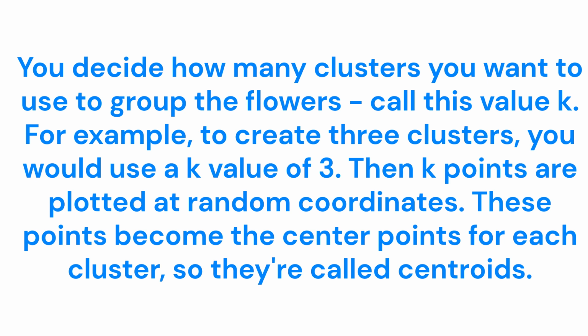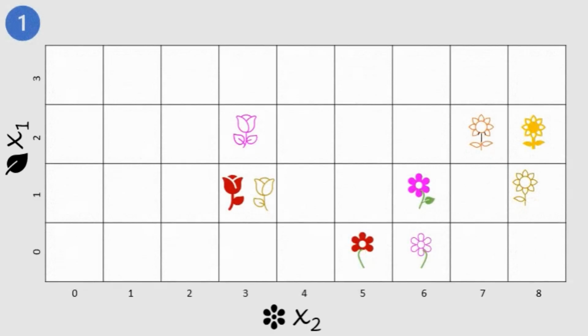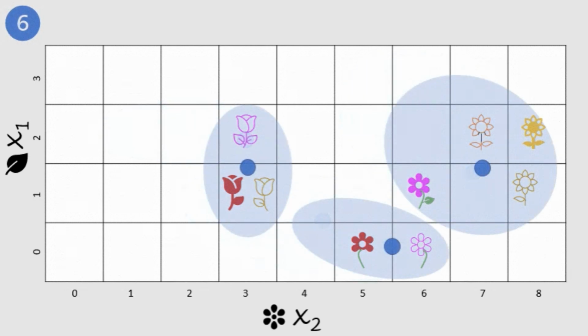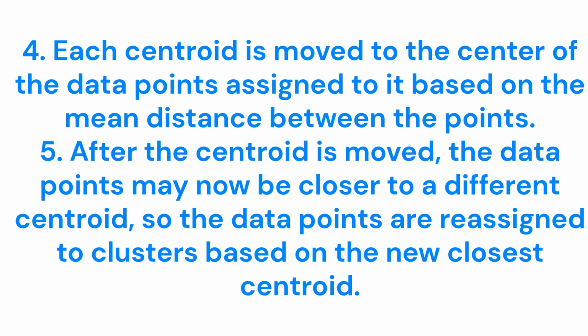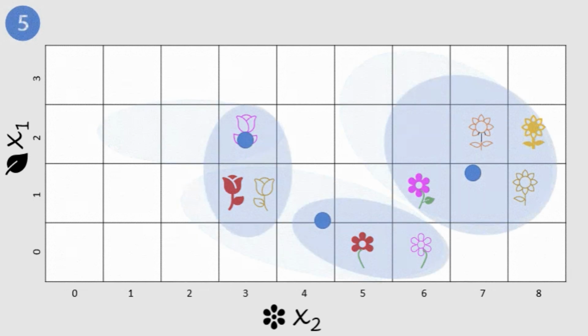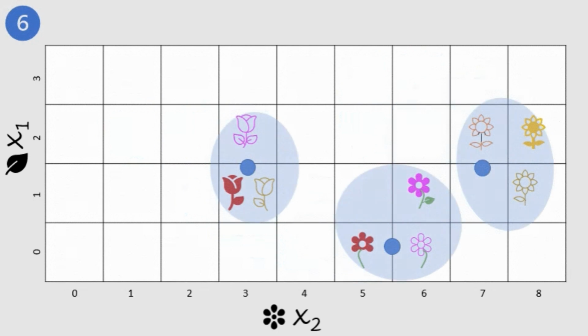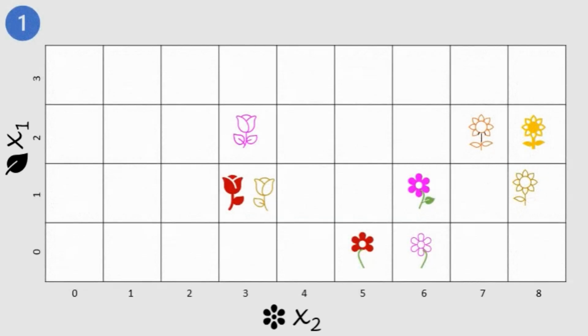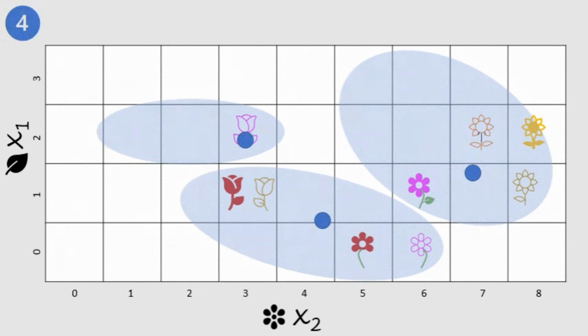Then k points are plotted at random coordinates. These points become the center points for each cluster, so they're called centroids. 3. Each data point, in this case a flower, is assigned to its nearest centroid. 4. Each centroid is moved to the center of the data points assigned to it based on the mean distance between the points. 5. After the centroid is moved, the data points may now be closer to a different centroid, so the data points are reassigned to clusters based on the new closest centroid. 6. The centroid movement and cluster reallocation steps are repeated until the clusters become stable or a predetermined maximum number of iterations is reached.